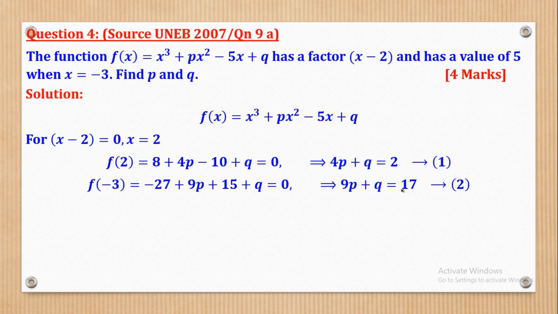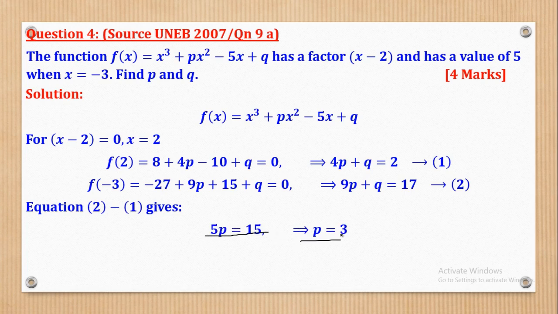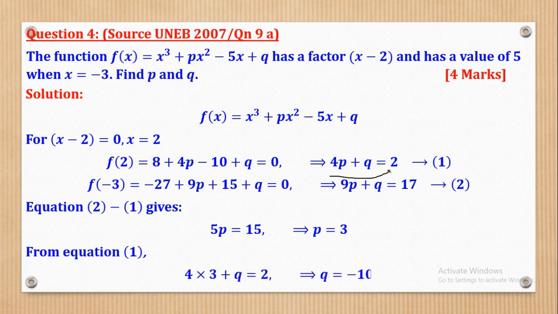Now we have two equations and two unknowns, so we have to solve them simultaneously. So equation 2 minus equation 1 will give us 5p equal to 15, therefore p will be equal to 3. Then from equation 1, we can substitute for p and get the value of q as negative 10.